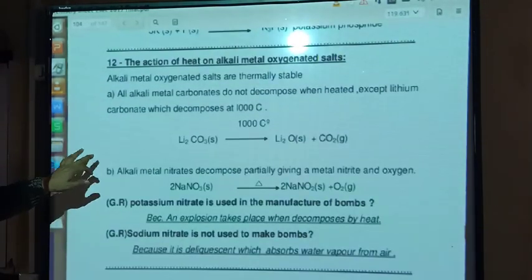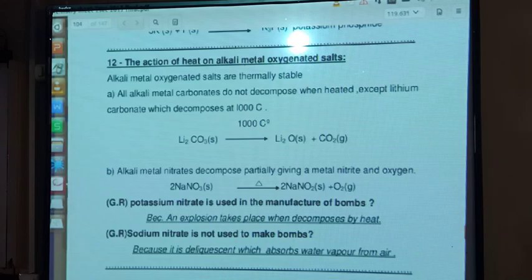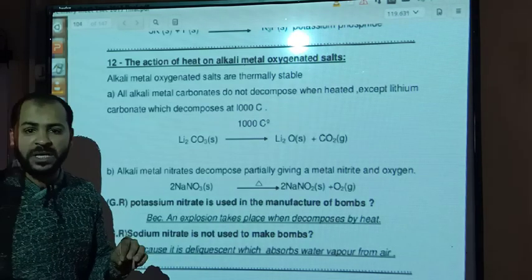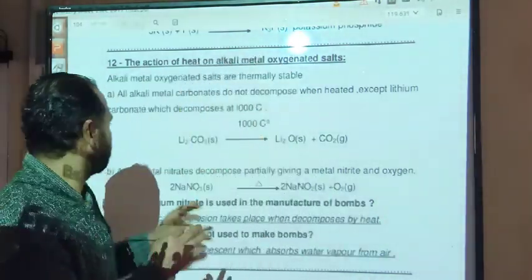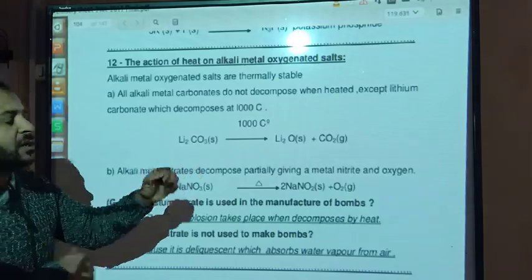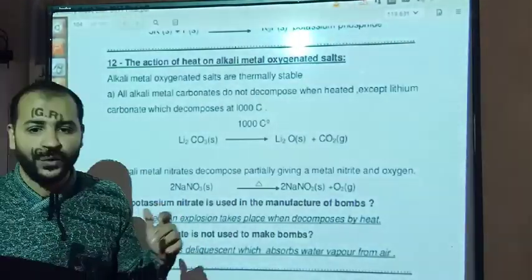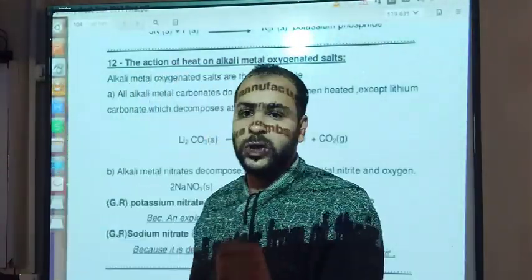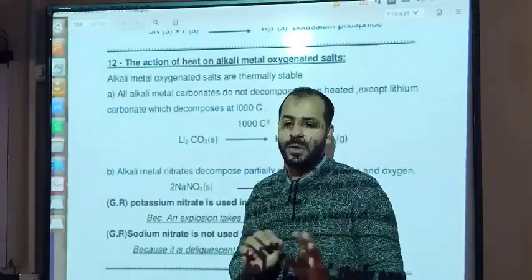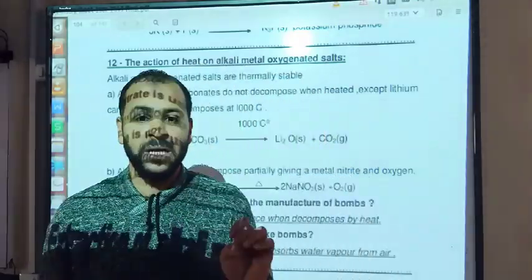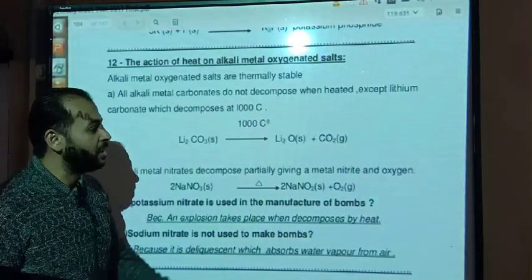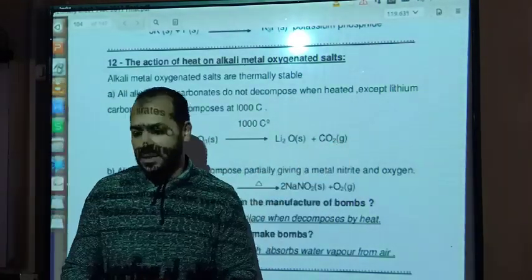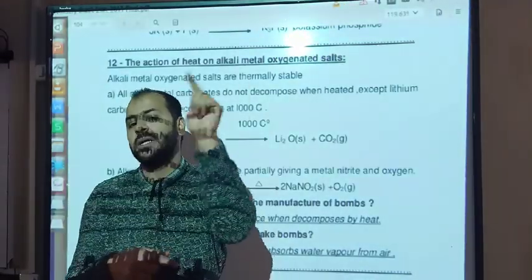Okay. Now let's speak about the action of heat on alkali metals' oxygenated salts. Oxygenated salt means it contains oxygen. We have carbonates and nitrates. Look, carbonates of this group are thermally stable. What is meant by thermally stable? It's difficult to decompose. They melt without decomposition, except lithium carbonate, which decomposes at 1000 degrees Celsius, forming lithium oxide and carbon dioxide gas.